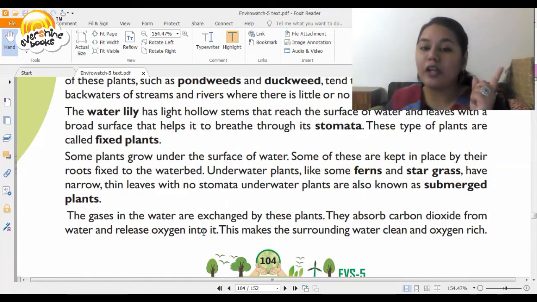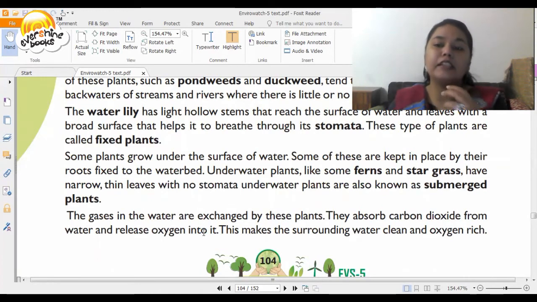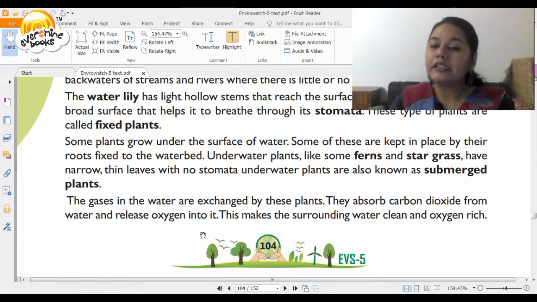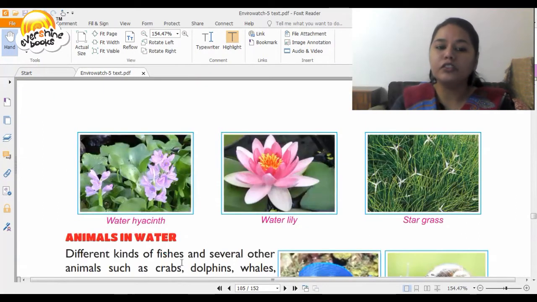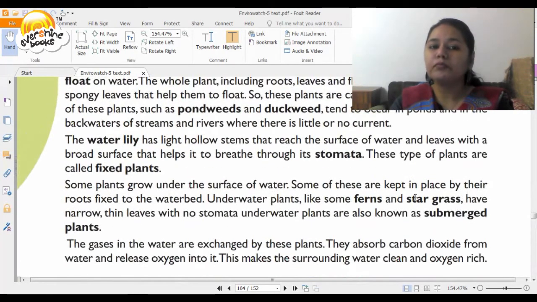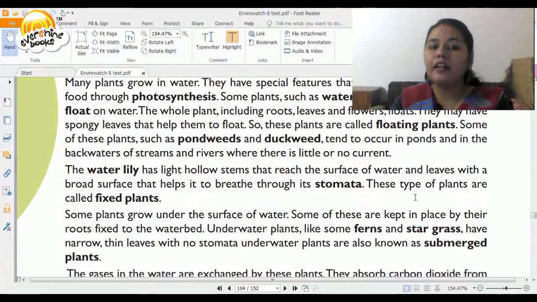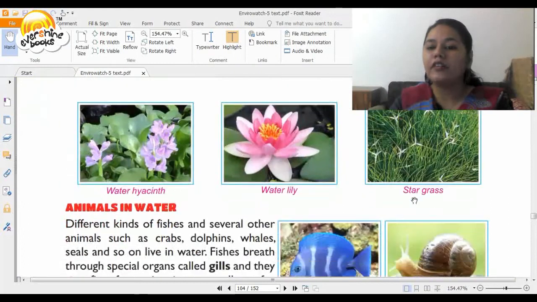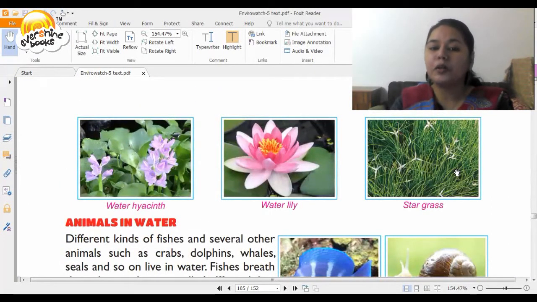If you remember in the previous chapter, we read that because water is a universal solvent, it also has a lot of gases in it. So these underwater plants or the submerged plants, they use those gases which are already there in water. This makes the surrounding water clean and oxygen rich. So these are the different plants, right? So these are the floating plants, all right? And then you've read about water lily, right? And you also have the star grass, which is the submerged plant, all right?